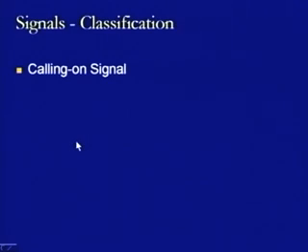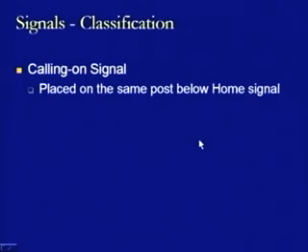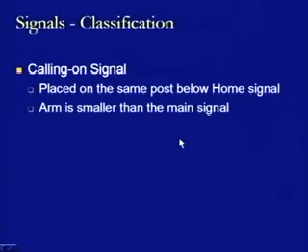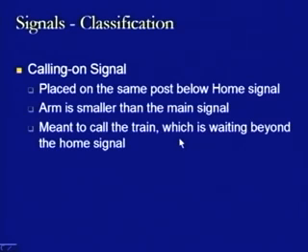Then the other category of signal here is the calling on signal, and this calling on signal is placed on the same post below the home signal. So, you have the home signal as we have seen in the case of the reception signals, and there we found that more than one post can be provided at the same location on which the movable arms are located. Now, on the same post there is another signal which is a calling on signal, which defines that you are being called to take one track. The arm is smaller than the main signal in this case, and it is meant to call the train which is waiting beyond the home signal.